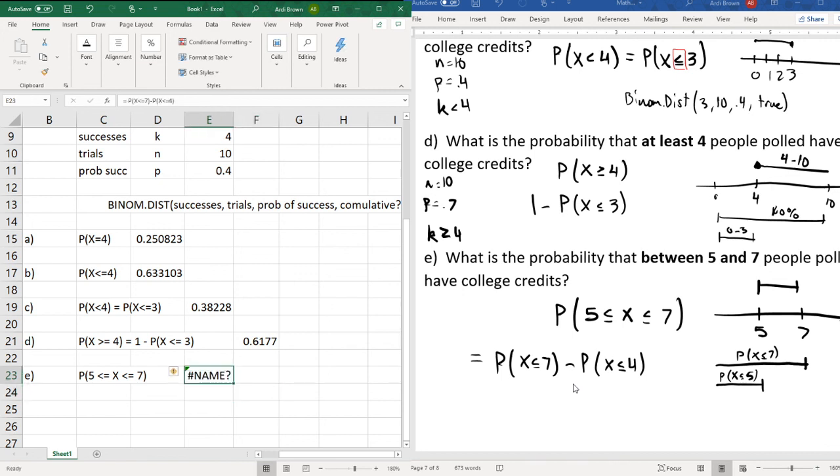Wait, really? Oh, I stuck the equals in front. Equals means do a computation, and that's not what I wanted Excel to do. Stop putting an equals in front of that.